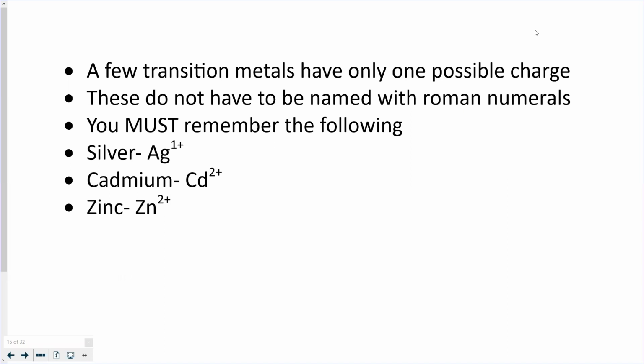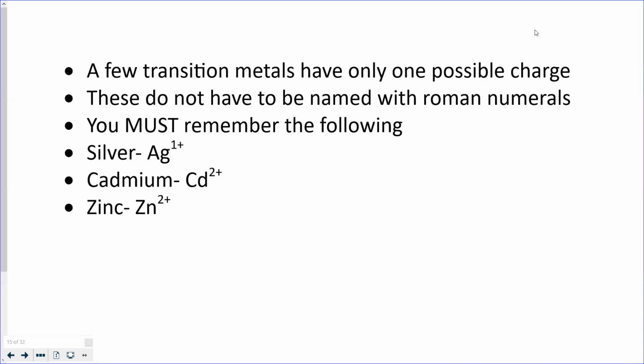All right, and if you're following with the notes online, I skipped a couple of slides that are for honors only that I will do in a separate video for our honors class. But like we said, most transition metals can have more than one charge. There are a few transition metals that can only have one charge. So these do not have the stock system. They do not have Roman numerals. So these you have to know their charges. So you must remember the following.